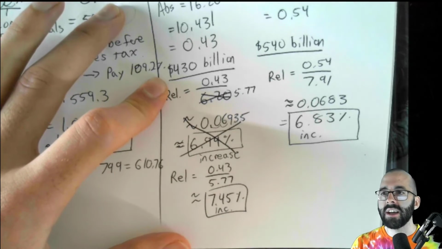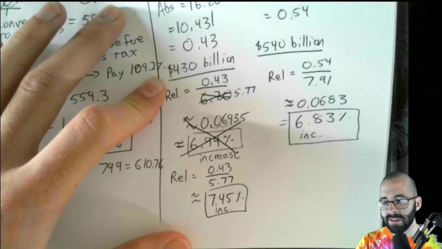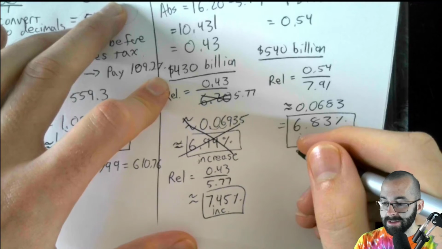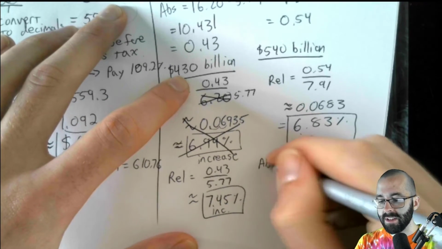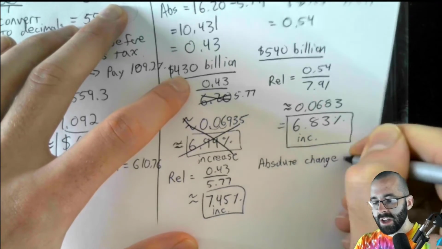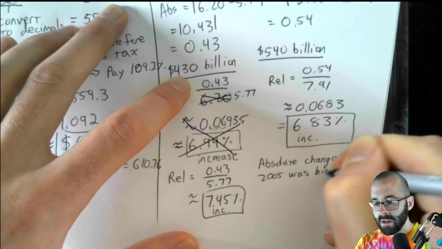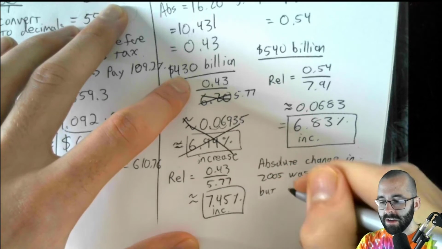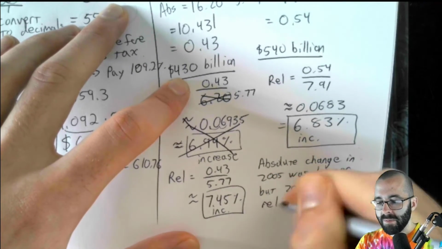Okay, so that's the last question that it's asking us. Which year saw a larger increase? Well, in absolute change, 2005. So absolute change in 2005 was bigger, but relatively, 2001.